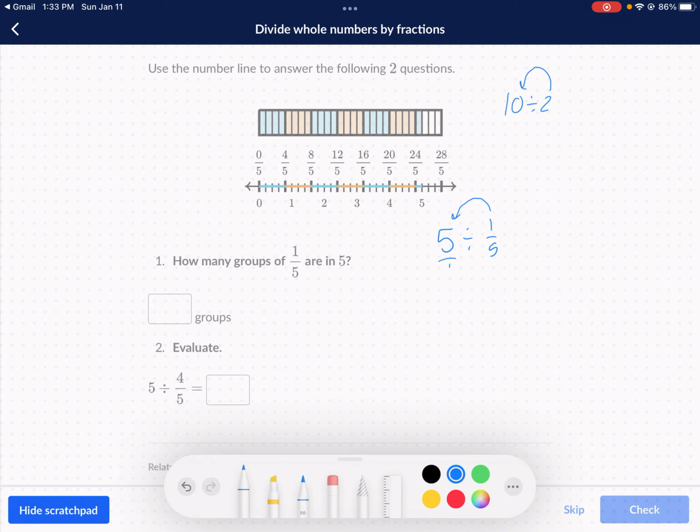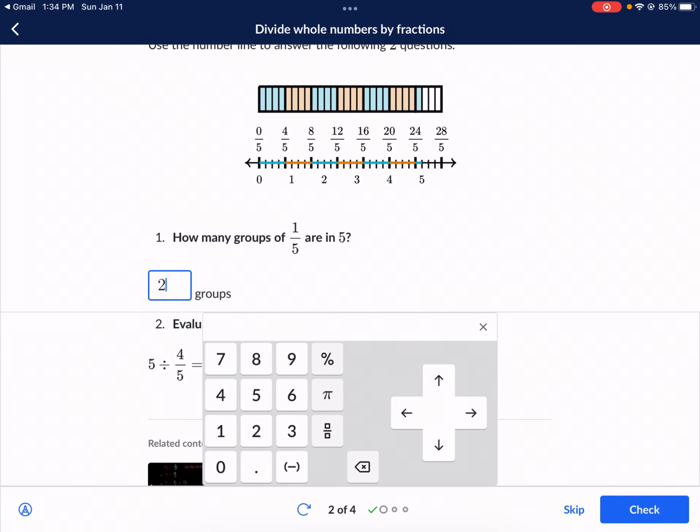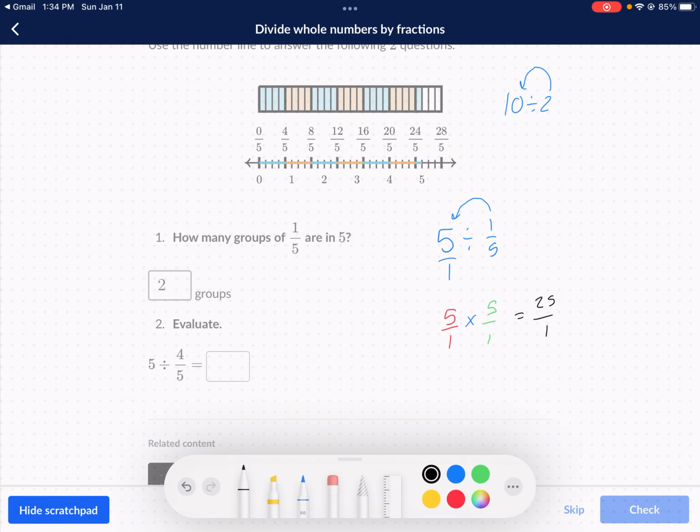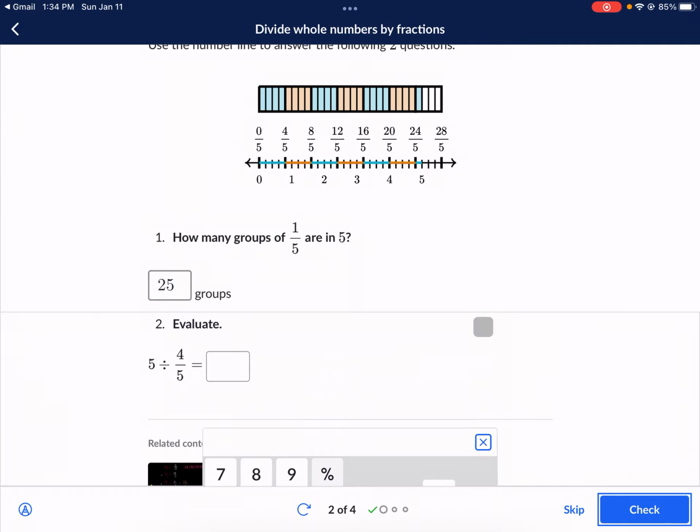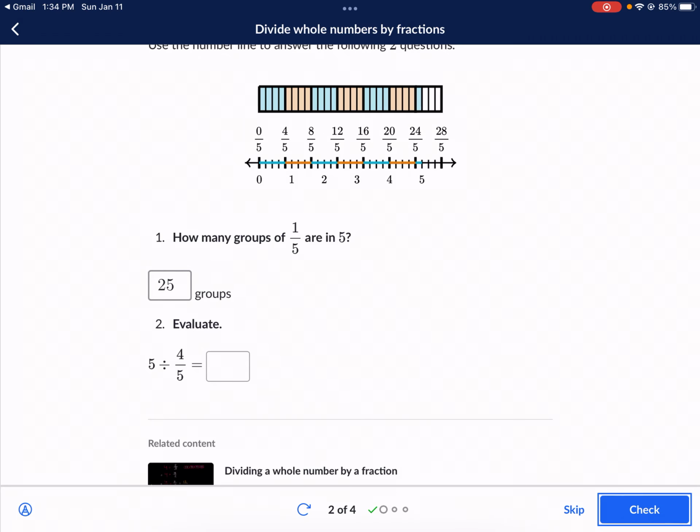Okay, so that means we need to change this whole number into a fraction, 5 over 1 divided by 1 over 5. So we're going to keep 5 over 1. We're going to change to multiplication, and we're going to flip to 5 over 1. From there, we do top times top. That's 25. Bottom times bottom. That's 1. So we get 25 groups. Now, you could sit here and you could count, 1, 2, 3, 4, 5, 6, 7, 8, 9, 10, etc., all the way until you get to 5. That's one way to do this problem. But I'm just going to use the keep, change, flip rules, and that will help me do it a little bit faster.